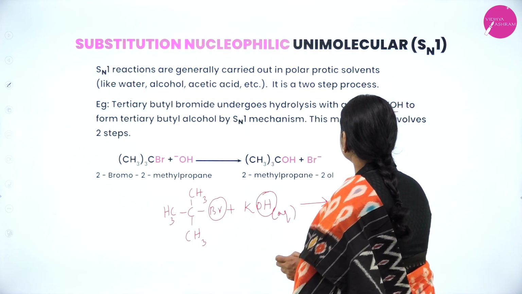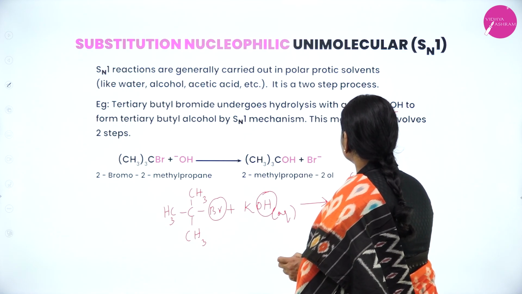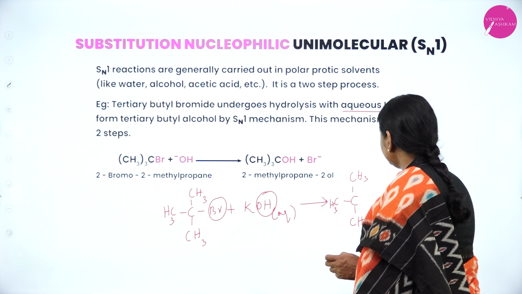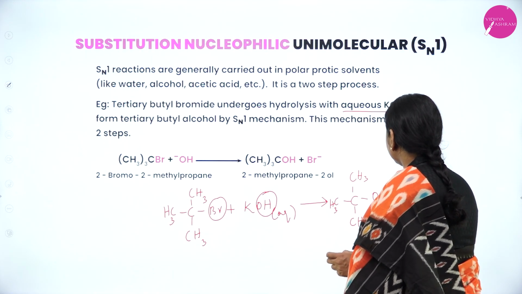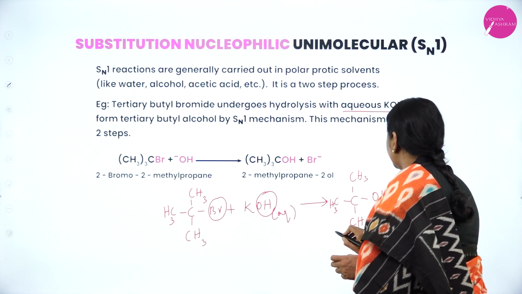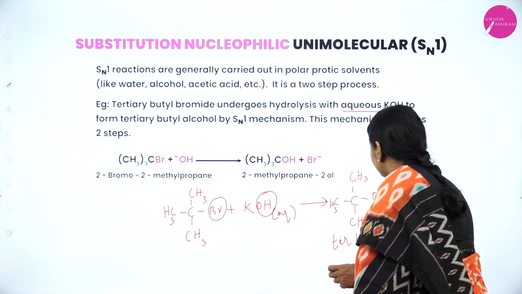Therefore, it will become (CH3)3C. In place of Br, OH will come, and KOH plus the Br becomes KBr. It will become tertiary butyl alcohol.